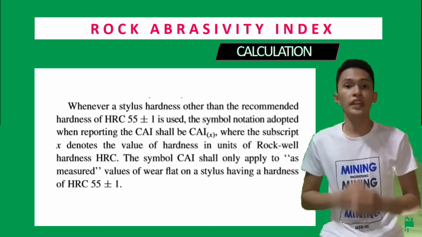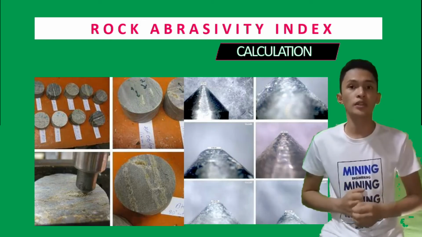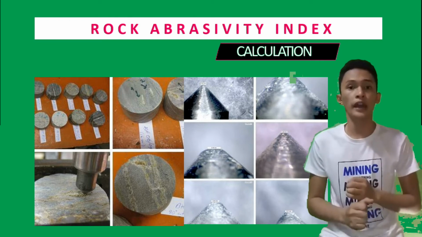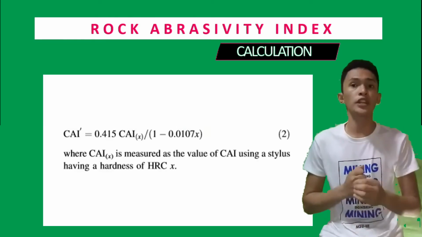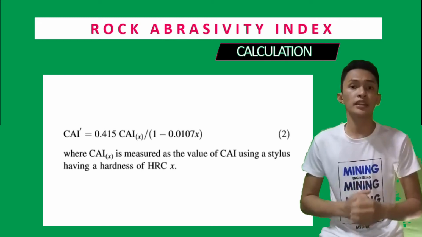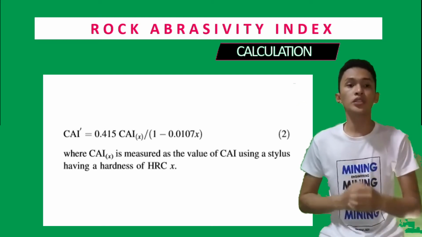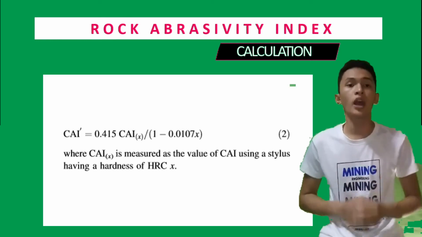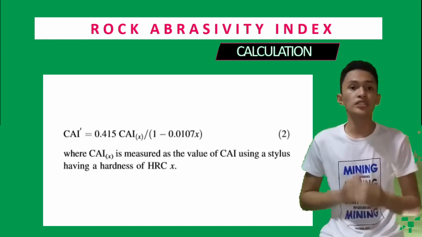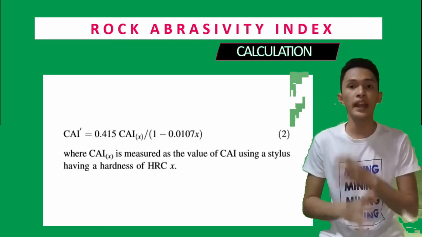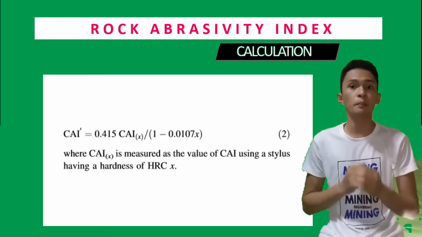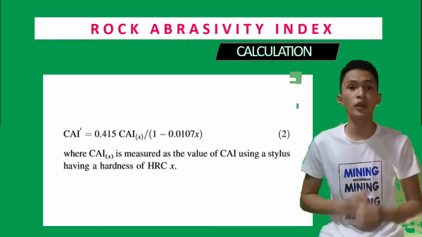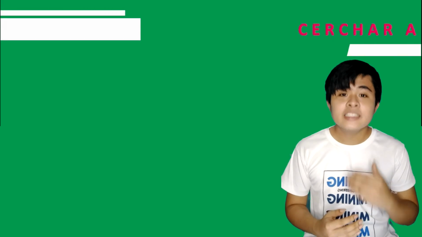If the length or diameter of wear flat on a stylus of a given hardness is known, then the equivalent calculated value of CAI at the standard stylus hardness of HRC 55 can be calculated as CAI = 0.415 × CAI_x / (1 − 0.0107 × x), where CAI_x is measured as the value of CAI using a stylus having a hardness of HRC x. Classification.